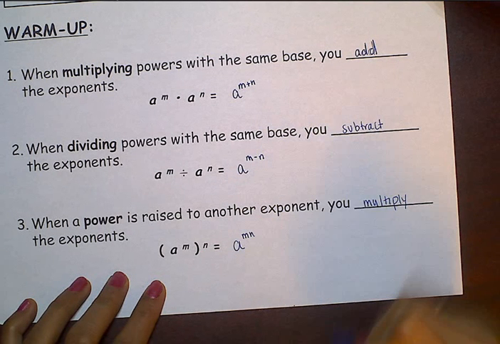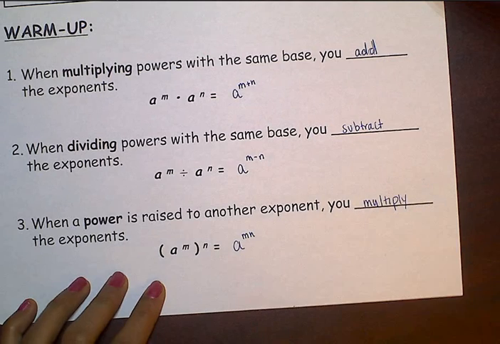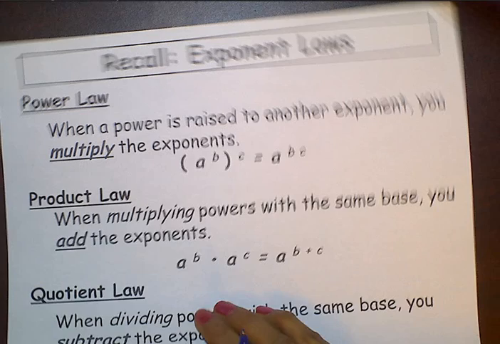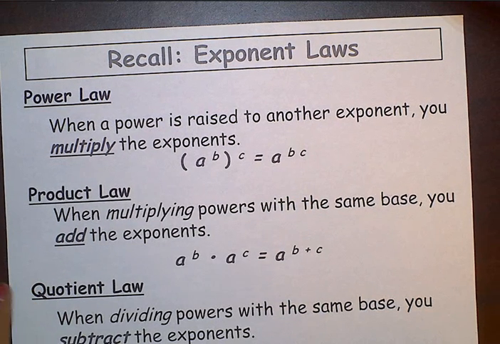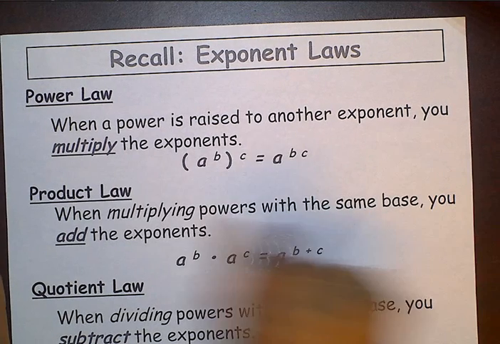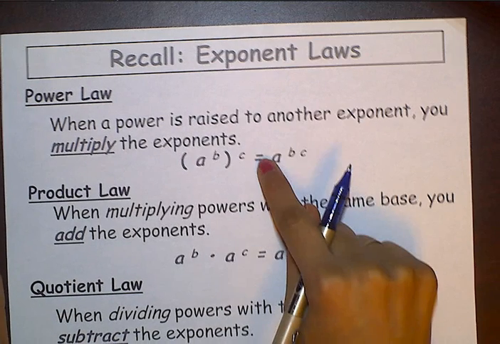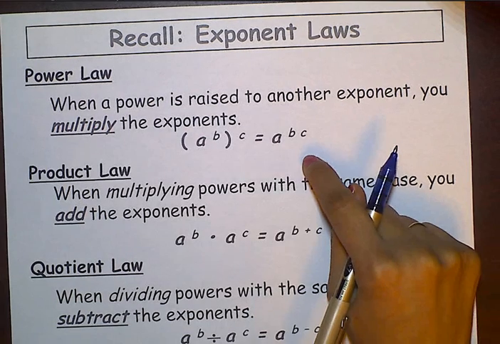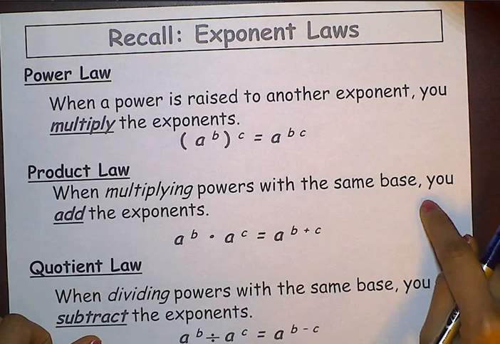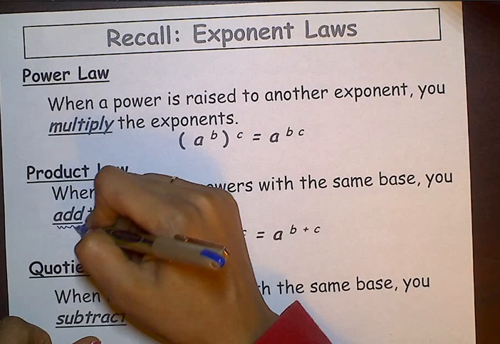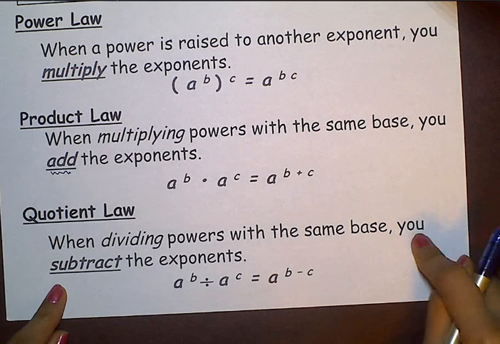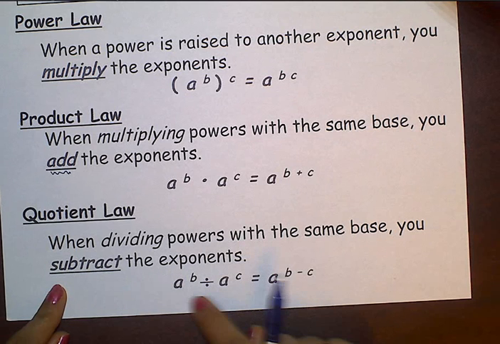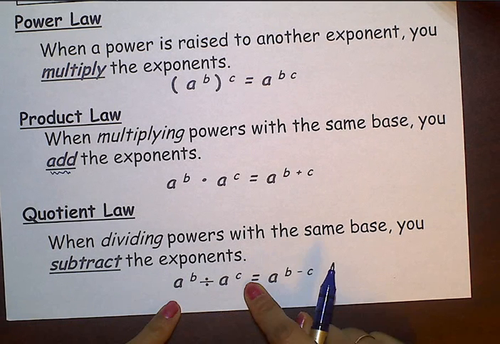Okay, just to do a little recall of the exponent laws we just finished. The power law is when a power is raised to another exponent, you multiply the exponents. The product law is when multiplying powers of the same base, you add the exponents, so it becomes a to the power of b plus c. And when dividing powers of the same base, you subtract the exponents. So a to the power of b divided by a to the power of c equals a to the power of b minus c.